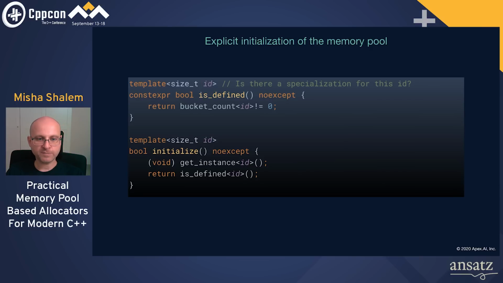And now the initialize function here is just a helper which calls get instance, which creates this static local variable, and we probably want to call this initialize before we go operational for every pool ID, and it just returns the result of isDefined.